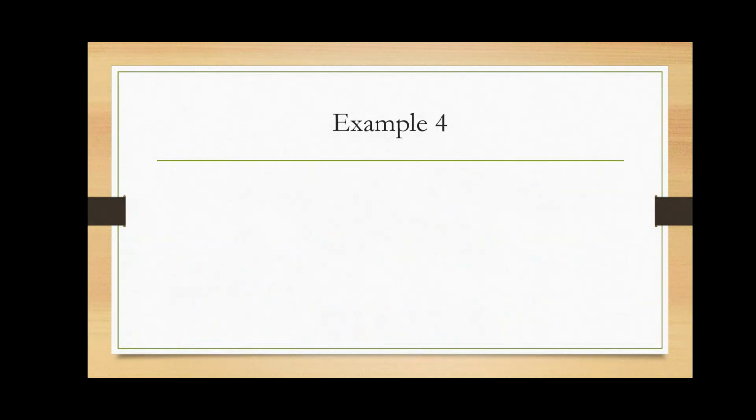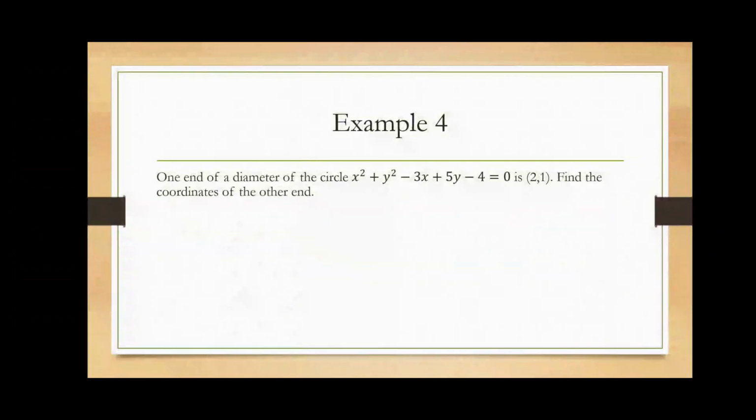Number 4. One end of a diameter of the circle x square plus y square minus 3x plus 5y minus 4 equals to 0 is 2 comma 1. Find the coordinate of the other end. So first let us understand what we are given. We are given the equation of the circle and one endpoint of a diameter, right?